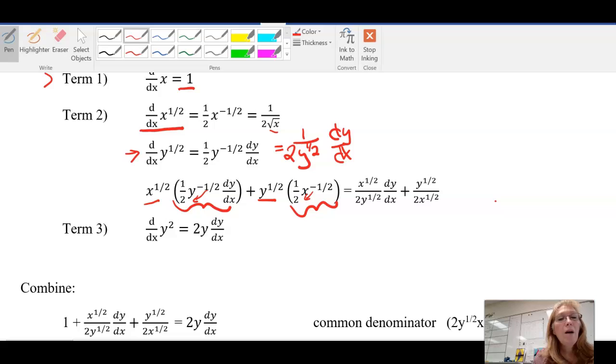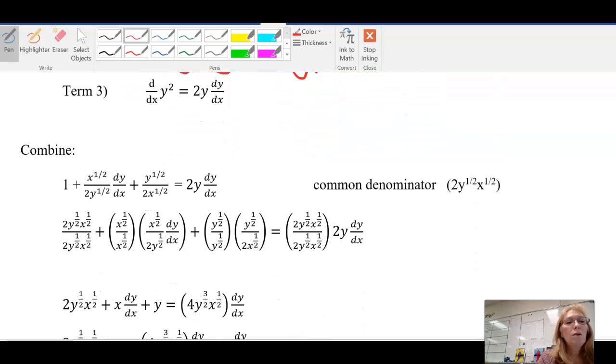All right, now my third term is y squared. So the derivative of y squared is just 2y dy dx. Now we have to put all of this together. So the first term was 1 plus the result from my product rule equals 2y dy dx. Now remember, the goal is to solve for dy dx, but we have all of these denominators. So what we're going to do is find a common denominator. So when I look at these guys, we don't care about the dx. We have 2y to the 1/2, 2x to the 1/2. So my common denominator is 2y to the 1/2, x to the 1/2.